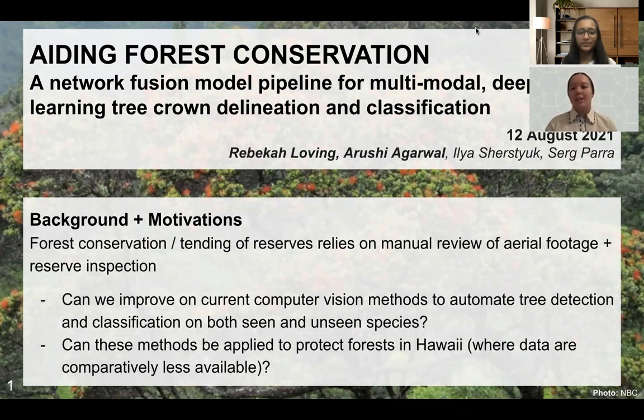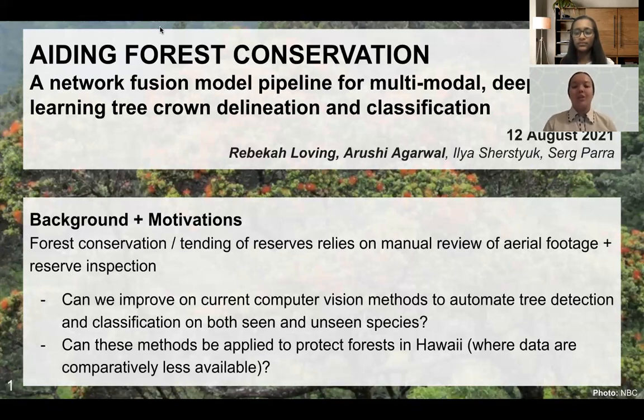Today, I will be talking about our work in aiding forest conservation. As a native Hawaiian, I feel very strongly about protecting the forests of Hawaii. One of the things about the ecosystems in Hawaii is that they're very delicate, and the native plants have been really overrun by invasive species as well as different diseases. And so a lot of manual review is needed of aerial footage as well as in-person manual reserve inspection.